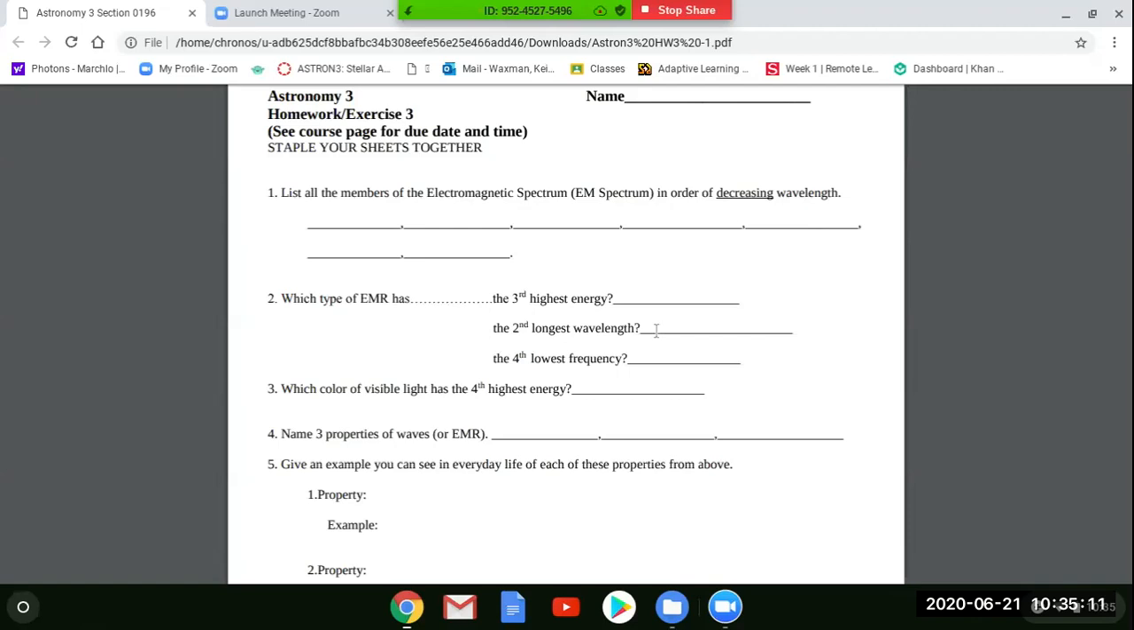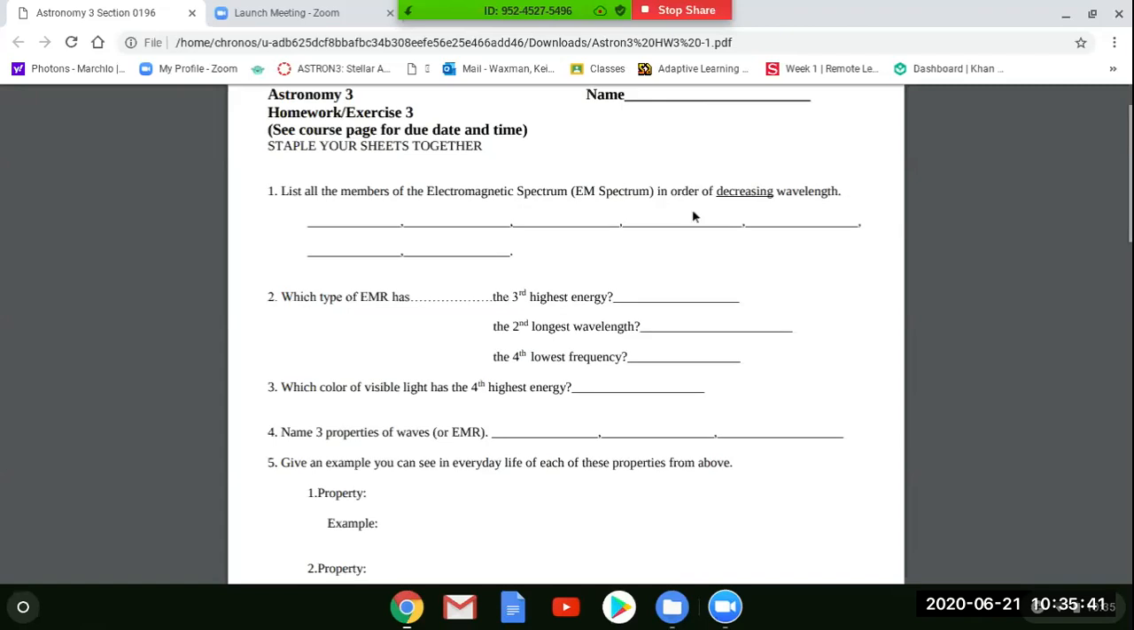The second longest wavelength. Well, we already put the thing with the longest wavelength here. So whatever's there would be the second longest wavelength. The fourth lowest frequency. Remember, if it has a long wavelength, it has a lower frequency. So if it's the fourth lowest frequency, well, this one would have the lowest frequency because it has the longest wavelength. Second lowest frequency, third, and here would be fourth, kind of like right in the middle. So that's how to do that.